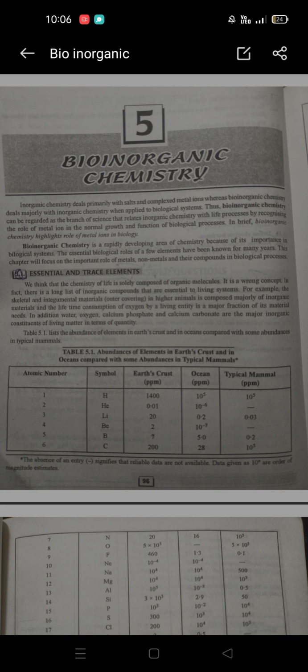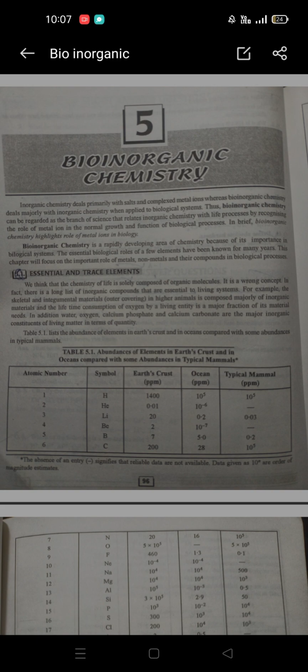Bioinorganic chemistry is a rapidly developing area of chemistry because of its importance in biological systems. The essential biological roles of a few elements have been known for many years. This chapter will focus on the important role of metals, nonmetals, and their compounds in biological processes, essential and trace elements. We think that the chemistry of life is solely composed of organic molecules. It is a wrong concept. In fact, there is a long list of inorganic compounds that are essential to living systems.